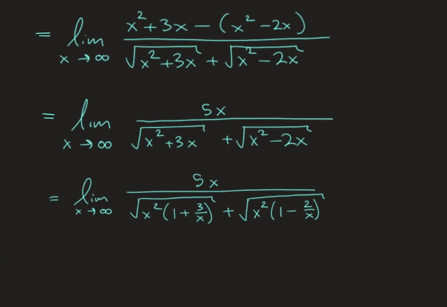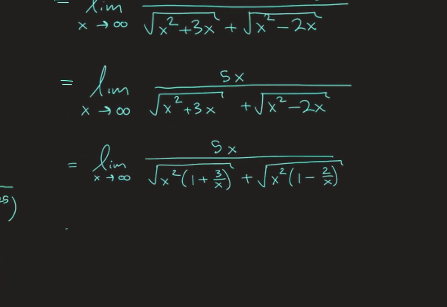What to do next? Well, I think this is the same thing as the limit as x approaches infinity of 5x, all divided by, I have the square root of x squared. In your brain, you should think, oh, that's the absolute value of x. But look at where x is headed. x is very, very, very positive. So I think that the absolute value of x, or excuse me, the square root of x squared is really just x.